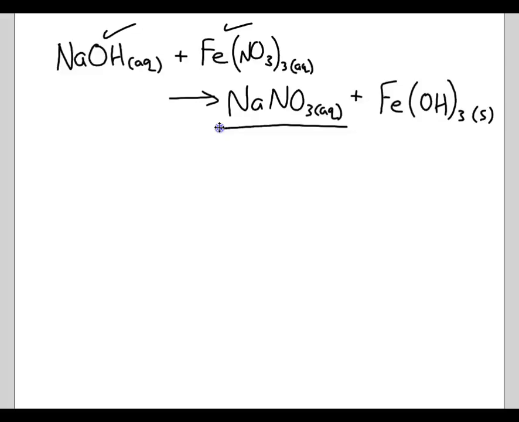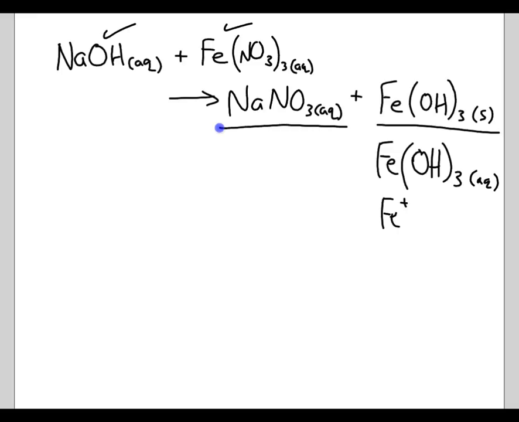But for now we can predict aqueous sodium nitrate and the product of iron 3 hydroxide as being solid. In reality, we would still have some aqueous iron 3 hydroxide. There would be some Fe plus 3 ions and some OH negative ions in solution, but most of it would precipitate out. So we usually do not include this information, but just keep that in the back of your mind as you're writing these reaction equations, that there will always be some amount of the compound that will dissolve, because low solubility does not mean no solubility.